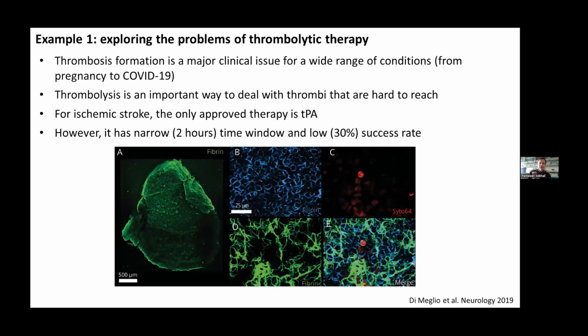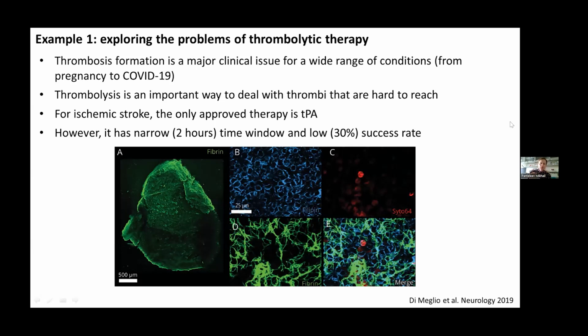Sometimes you can remove thrombi, but for example, in ischemic stroke, it is not an easy task to get inside the brain to remove the thrombus. And an important way to deal with it is to lyse it. And there is a single drug approved for this, which is TPA. And you can see that it is not a very successful drug.